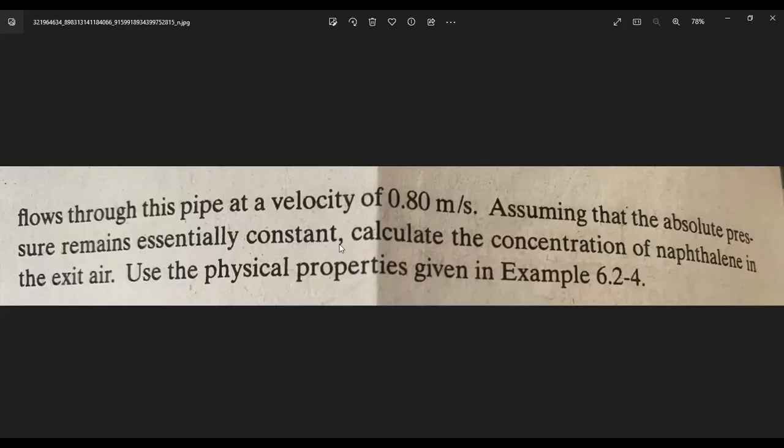So it flows through this tube or pipe at a velocity of 0.80 meters per second. So air is flowing inside the tube coated with naphthalene. Assuming that the absolute pressure remains essentially constant, calculate the concentration of naphthalene in the exit air. You are to use the physical properties given in the example in the text, and these properties were indicated in the problem when written on the board for you to solve. So I will show it later to you in the solution.